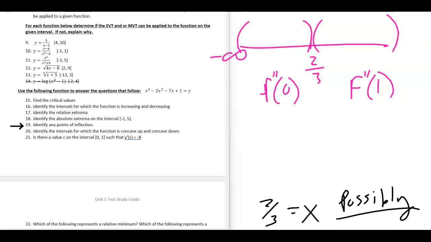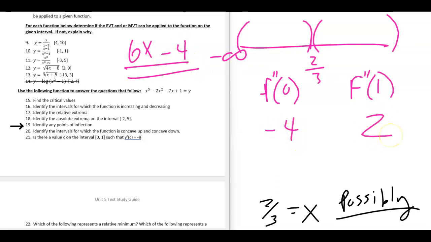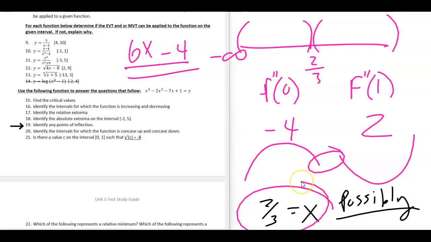Okay, so the second derivative we said was, wasn't it 6x minus 4, correct? So if I plug 0 into this, I get negative 4, and if I plug 1 into this, I get 2. So on this interval, we're concave down. On this interval, we're concave up. And so yes, we are changing concavity between there, so this is a point of inflection. So the answer to number 19 is 2/3.